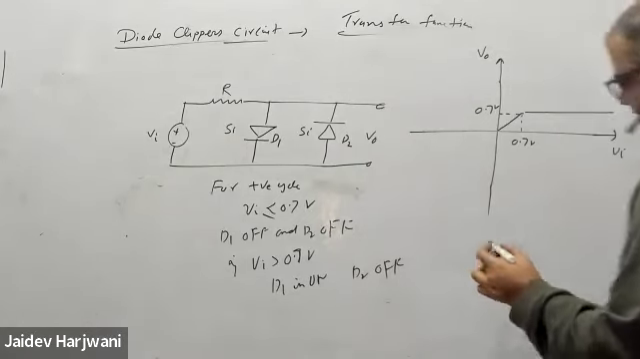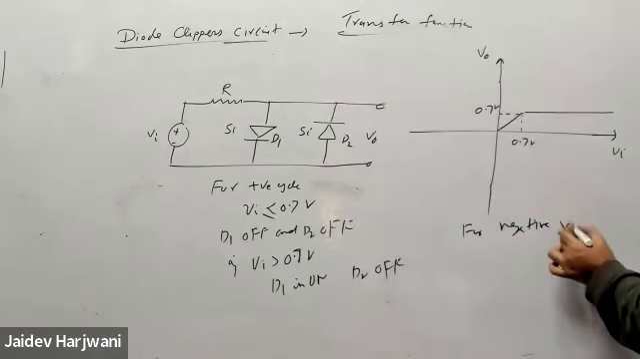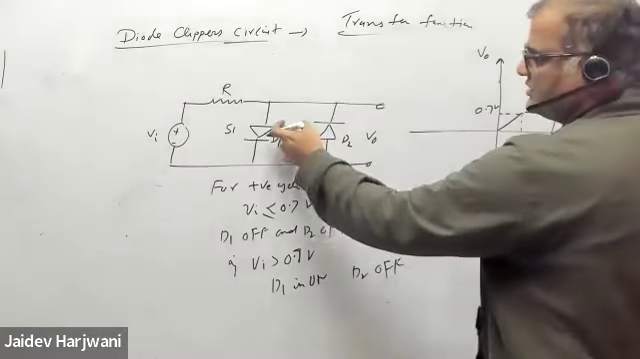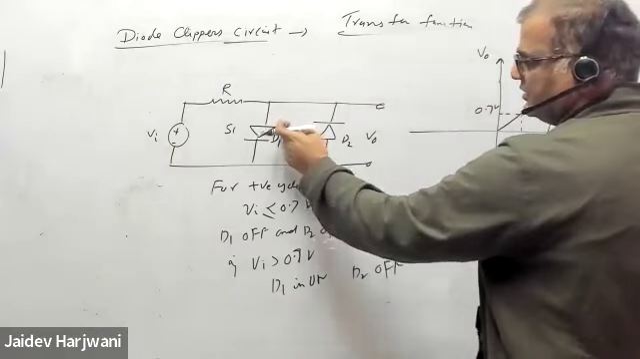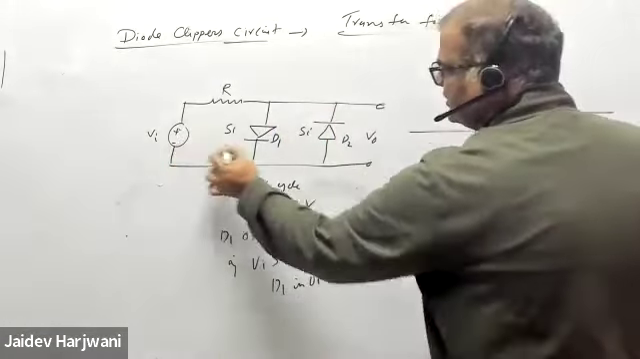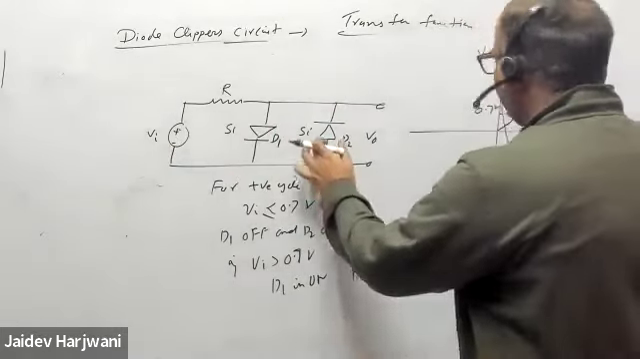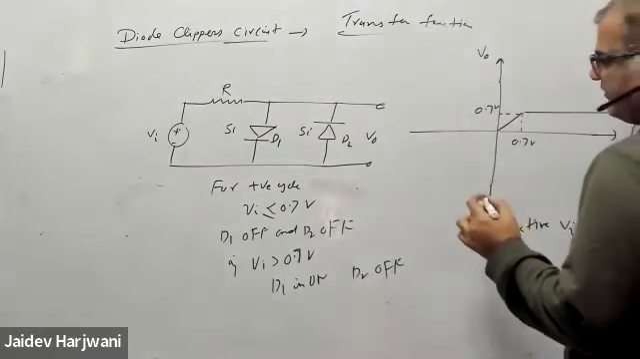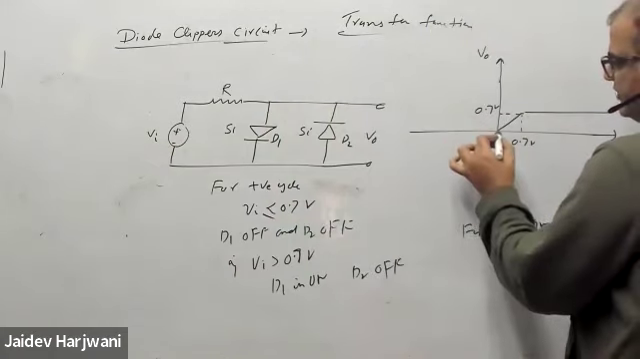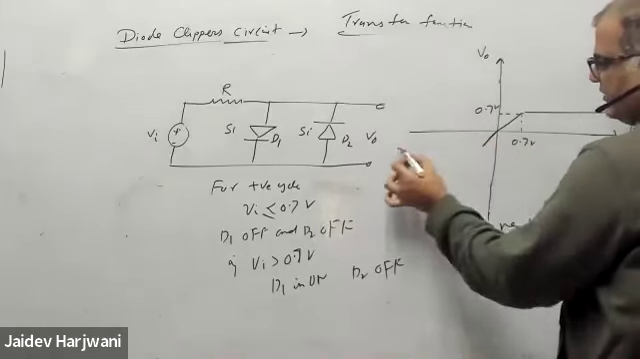Similarly for the negative cycle, for negative values, negative Vi, this diode is always reverse biased. If I put a negative value, this minus, this plus, this is always reverse bias. And this can be on only when your negative value is greater than 0.7. So it's the same, and when it becomes equal, it comes like this.